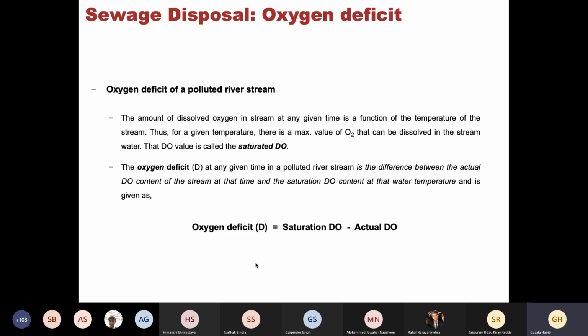So this is how the oxygen deficit is one of the parameters, or one of the quantities, you need to know to determine if it is safe for us to dispose the sewage into the river or not. So this is oxygen deficit.